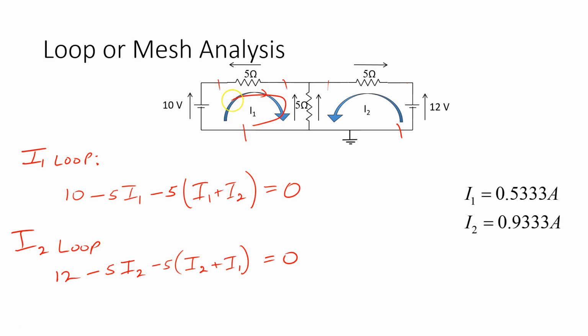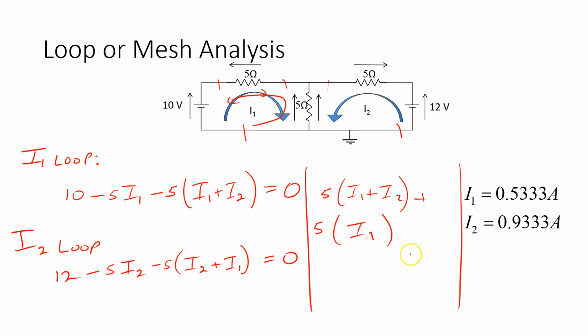I could go this way. And then that would mean, going in this direction, I would have positive here, 5 I1 plus I2, plus 5 I1, plus, let me just make this one a little bit clearer, plus, now I'm going from the positive of the voltage source to the negative, so it will make it negative 10. And that will be equal to 0.